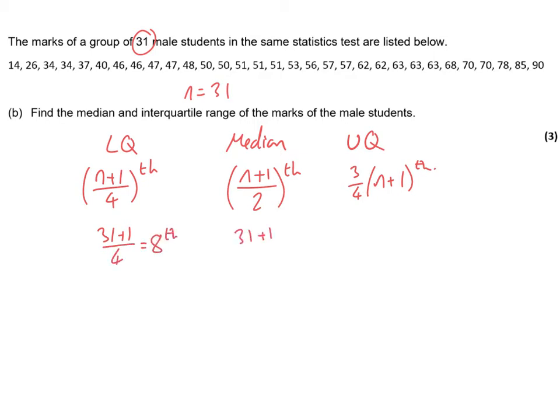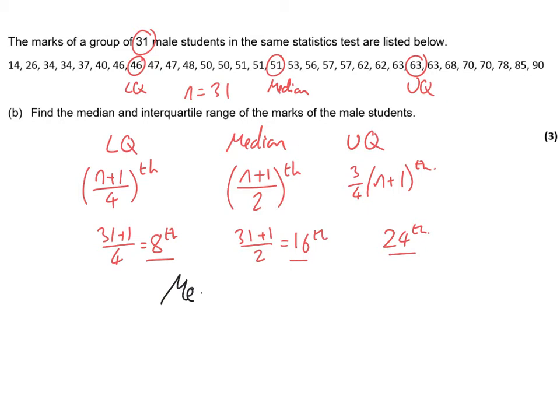We're looking at the 8th, the 16th, and the 24th position. So we're going to start by counting from the left along. The 8th is circled, then the 16th, and then the 24th. Those are the numbers that are the lower quartile, the median, and the upper quartile.